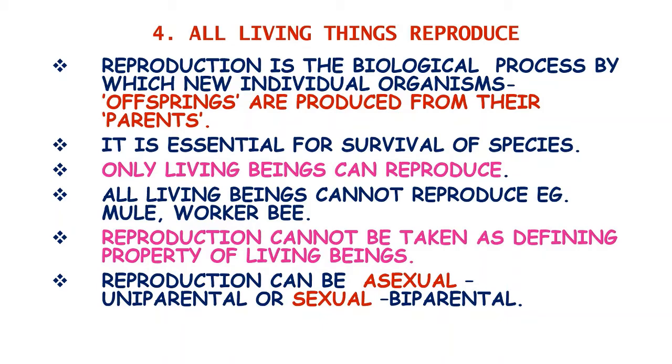Reproduction can be basically of two types: asexual reproduction, which needs only one parent, therefore it is called uniparental, and sexual reproduction, in which two parents are needed. One is male and another is female. That is why it is called biparental.